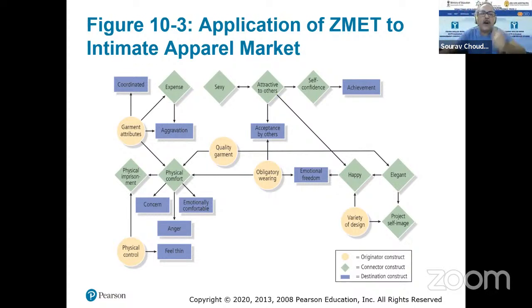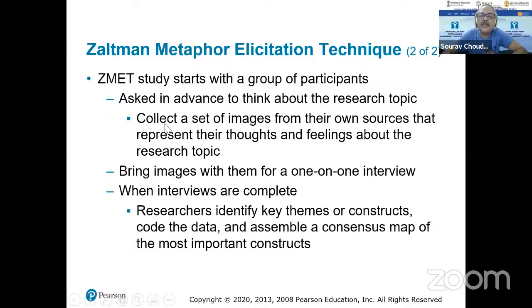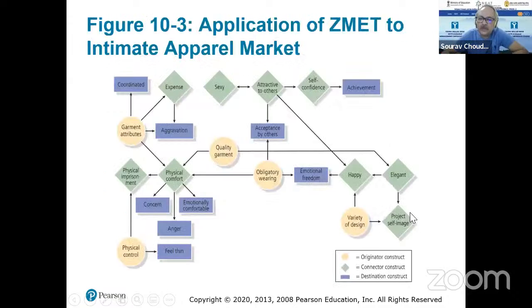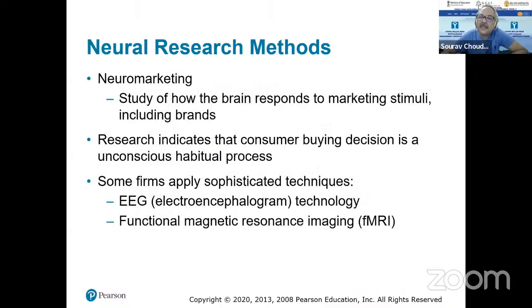Correct? And how are you doing it? What you are doing is asking the consumer to associate some images that they have got, their thoughts and feelings. Bring your images with them for a one-on-one interview. So maybe you can bring a smiley, different kinds of smileys. Maybe you can draw some pictures and bring them there. And researchers identify the key themes of construct. So these are the key themes of construct actually. Keywords, in digital marketing sometimes, keywords for a marketplace, key themes.